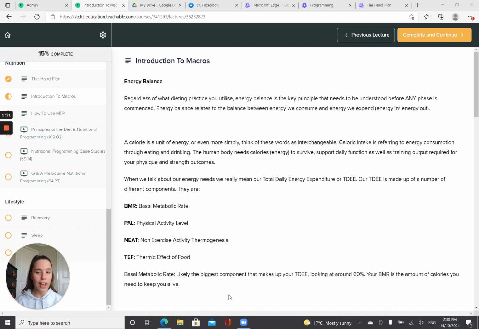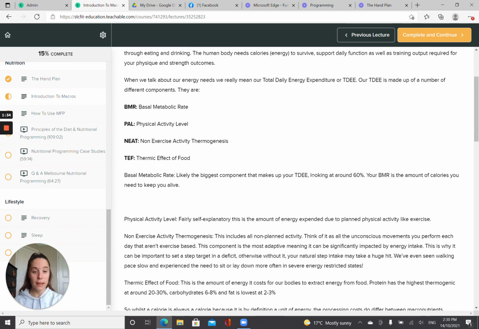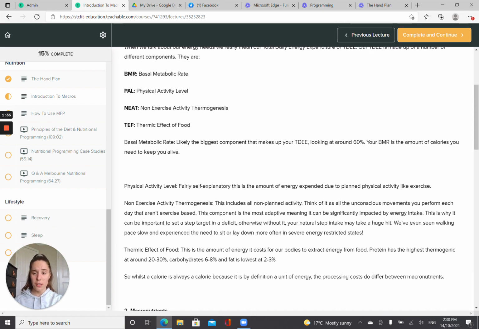So it is important that you are meeting your individual energy requirements so that you can perform and function as optimally as possible. Now, when we talk about our energy needs, what we're referring to is our total daily energy expenditure, or TDE. This is made up of 4 different components. The first one is your basal metabolic rate, your BMR. This is going to be the biggest component that makes up your TDE. So we're looking at about 60%.